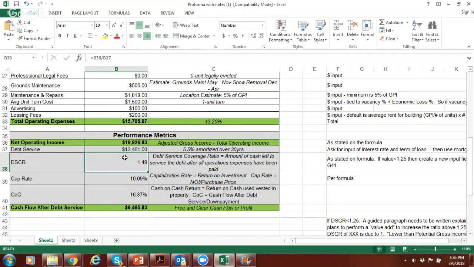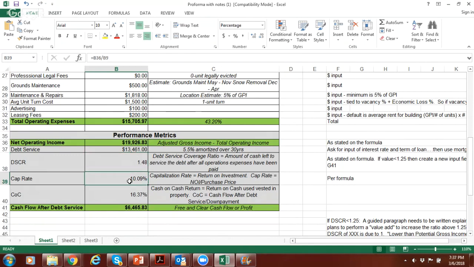A 1.0 says to me that for every dollar that comes in, there's a dollar going out to service the debt. So the bank would get nervous in a situation like this because they're saying for every dollar that comes in, all my expenses are paid, and there's only enough money to pay the mortgage. In this case, for every dollar that comes in, a dollar goes out to pay the mortgage. There's 48 cents left for the owner, so that the owner has a cushion, and the owner also has effective cash flow to feel comfortable with this building.